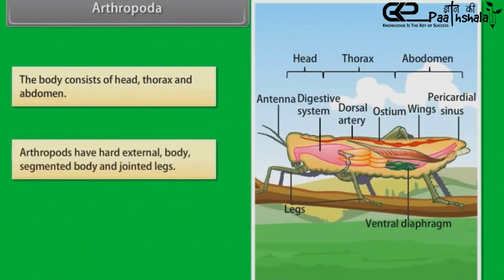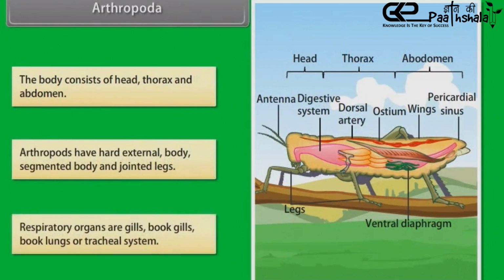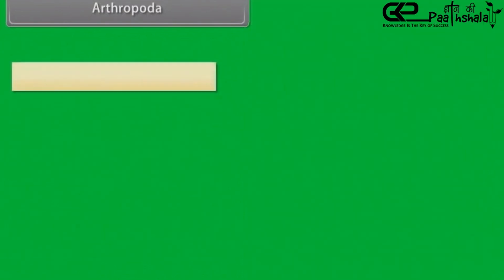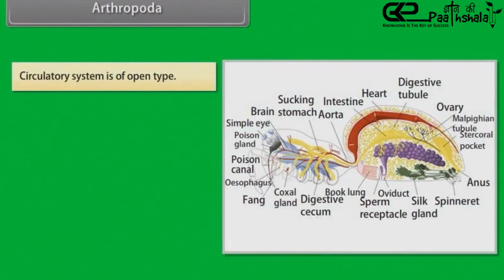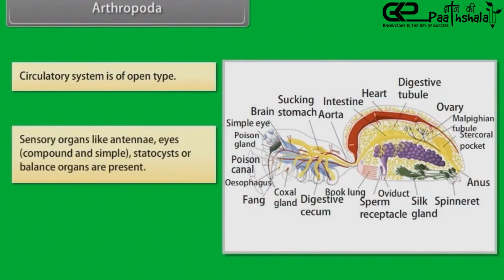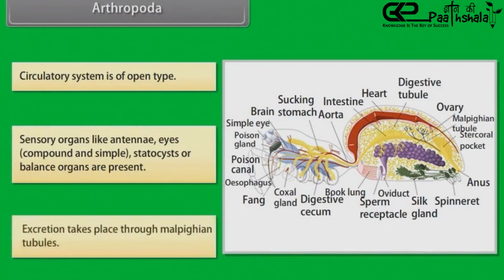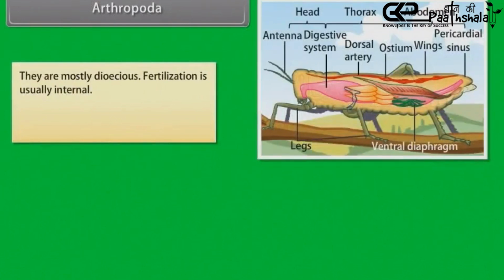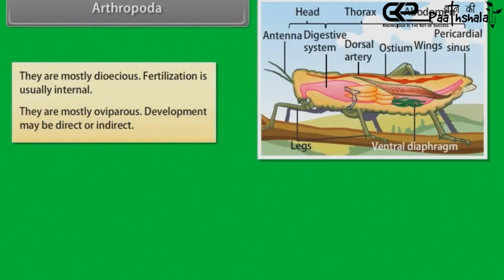Arthropods have hard external body, segmented body and jointed legs. Respiratory organs are gills, book lungs or tracheal system. Circulatory system is of open type. Sensory organs like antennae, eyes, that is compound and simple, statocysts or balance organs are present. Excretion takes place through Malpighian tubules. They are mostly dioecious. Fertilization is usually internal. They are mostly oviparous. Development may be direct or indirect.